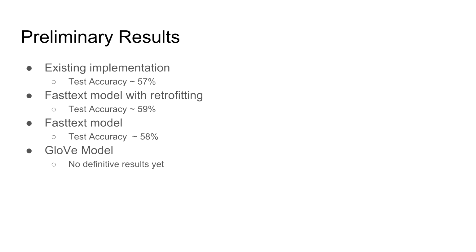For the results, the base existing implementation gave me around 57% accuracy, and when I used the FastText model with retrofitting, I got around 59%, and just the FastText model gave me around 58%. I haven't gotten the results for the GloVe model yet, and I will include them in the paper.